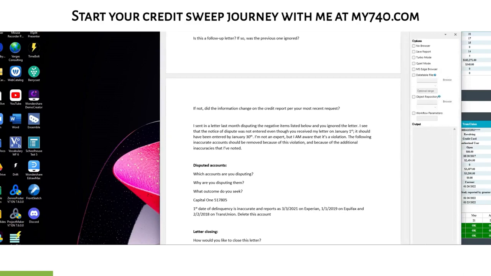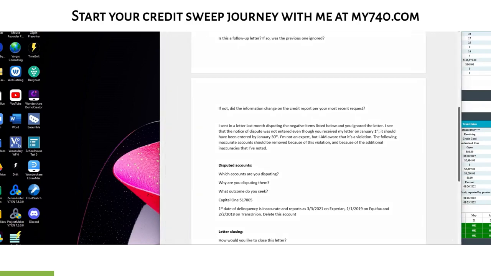Now, just a bit of a note here. Now, let me see if I can grab a highlighter on this. Let's use yellow and see what happens. Okay, so if you want to, this doesn't sound crazy, but if you want to, you could literally just include this first line. I see that you ignored my letter. You didn't enter the notice of dispute.